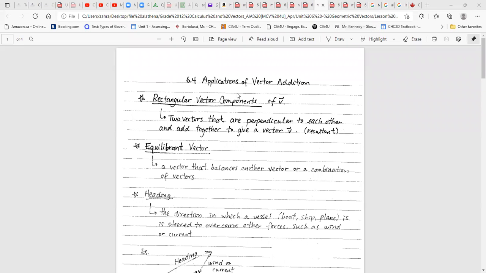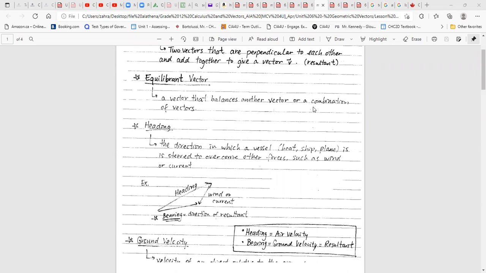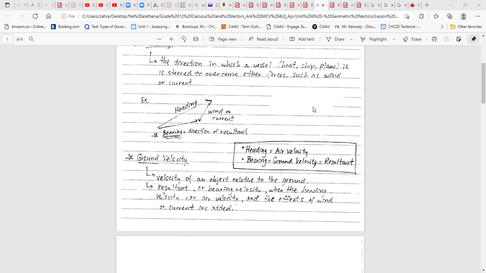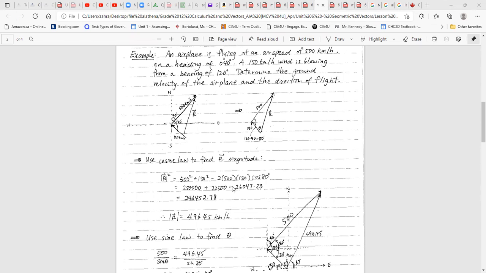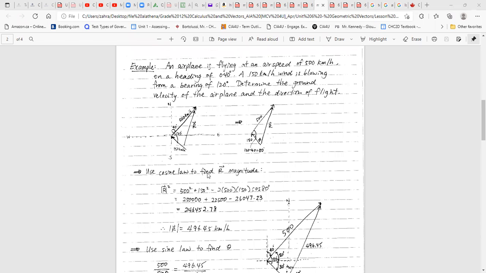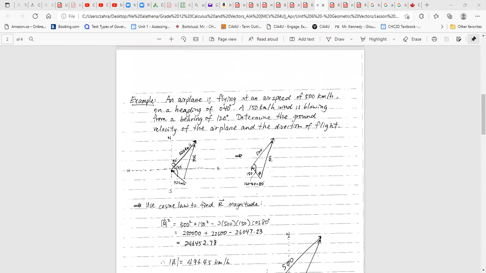For application of vector addition. So in a question where we have two vectors adding or subtracting, we can use the sine law and cosine law. Let's just look at this question.